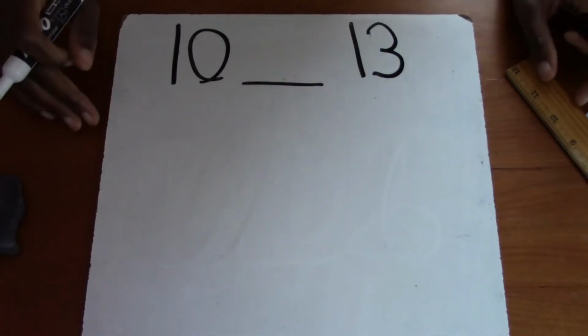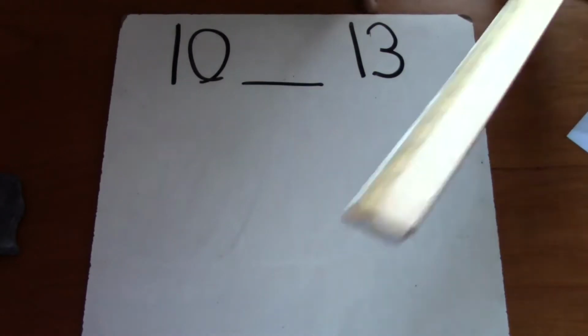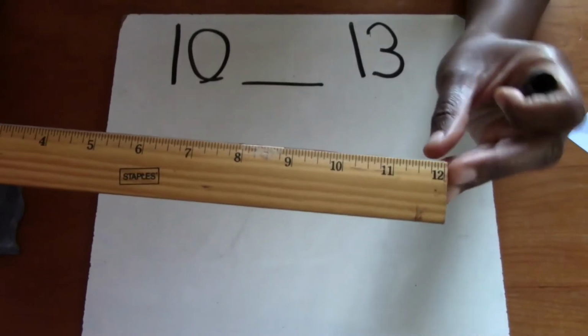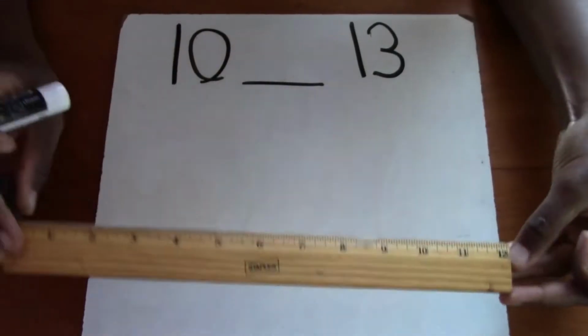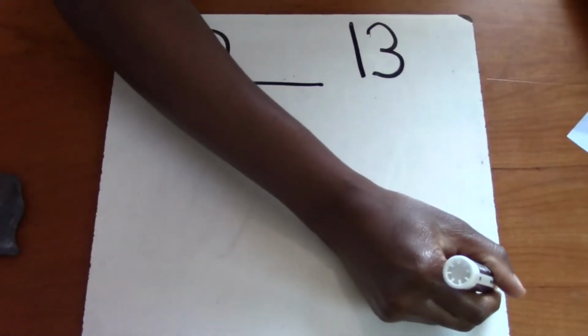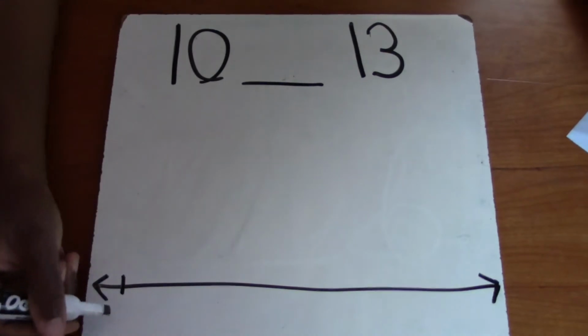All right. So here is my next number. But wait a second. 13. 13's not on this ruler. It stops at 12. So you can either make your own number line and put your numbers on it.